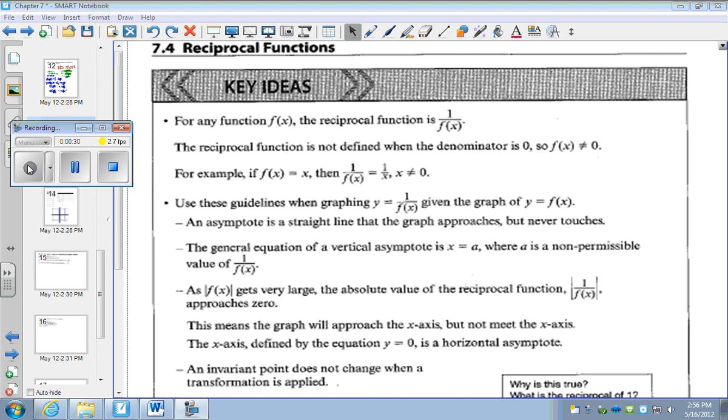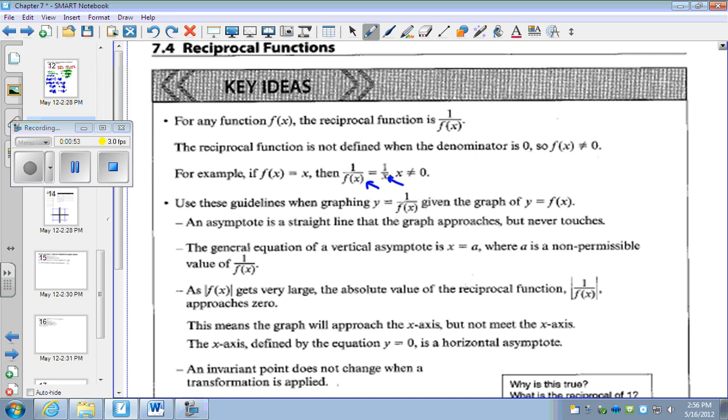So we really have to look at whenever f of x is equal to 0, because we're going 1 over f of x. For example, if f of x equals x, then 1 over f of x equals 1 over x, and x cannot equal 0 because then we would be dividing by 0, not allowed. Use these guidelines when graphing 1 over f of x given the graph.